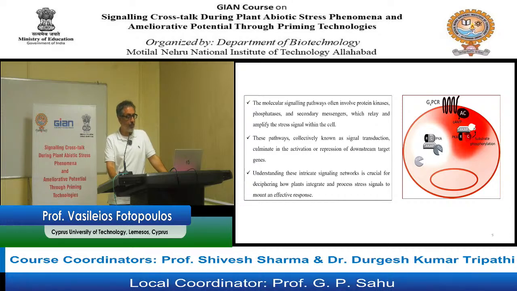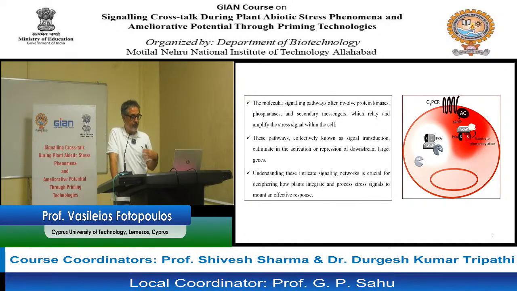So these pathways often involve protein kinases. They often involve phosphatases, like the PP2C that I mentioned before, and secondary messengers, such as the calcium ions that your colleague mentioned before, which relay and amplify the stress signal within the cell. These pathways, which are collectively known as signal transduction systems, culminate in the activation or repression of downstream target genes. And understanding these very complex signal networks is very important to decipher how plants integrate and process stress signals to mount an effective response.